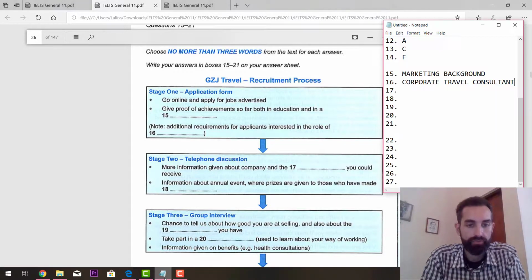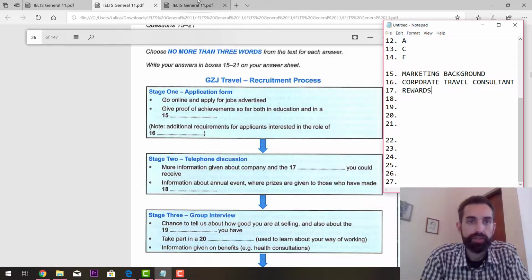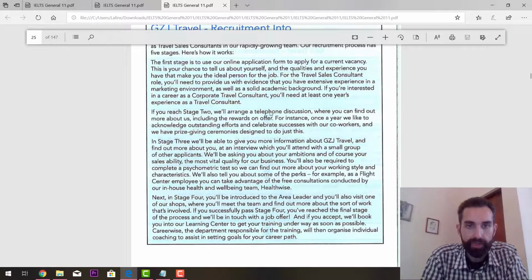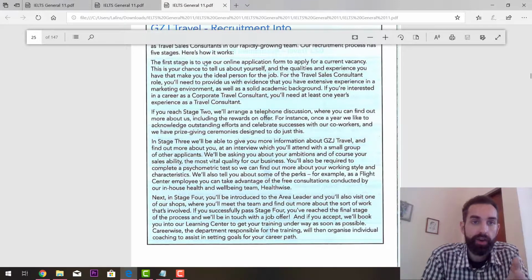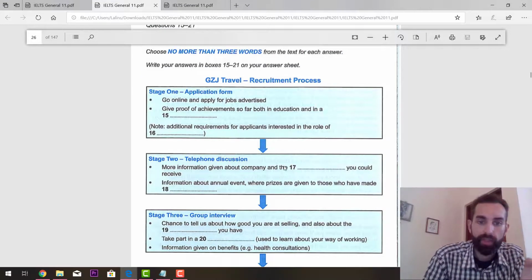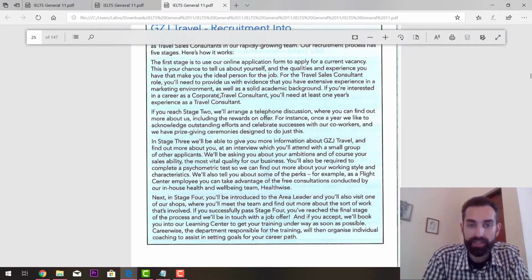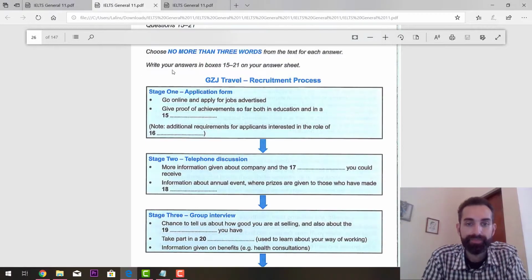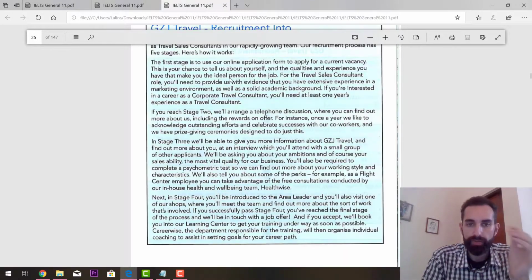Yes, so it would be rewards. That's what they're mentioning here, in this first part, where you can find out more about us, the company, and then including the rewards on offer, which means obviously the company, that's there when they say us, and the rewards they offer, that's the rewards you could receive. So that sentence basically filled that in entirely. And now we want the information about the annual event where prizes are given to those who have made blank. Okay, so now that will be the next part.